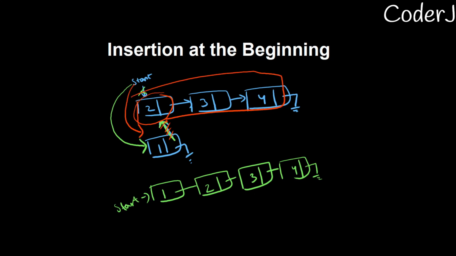Start is pointing to 1, great, but what about 2, 3, 4? I don't even know the address, I don't know from where to begin, right? So that is why the order is important. The first step is to make your 1 point to 2, and then make your start point to 1, right? Now let's try to code it up.